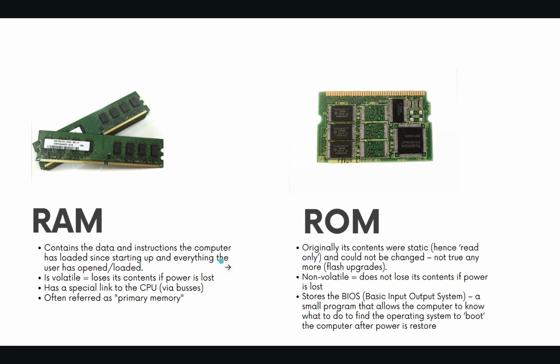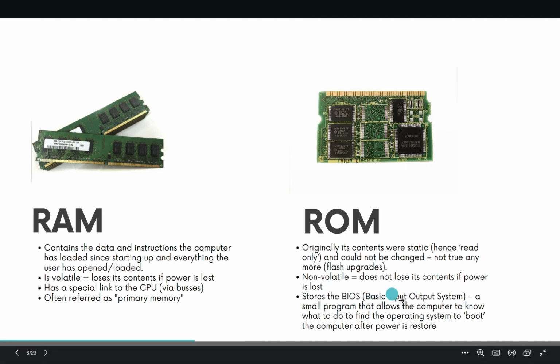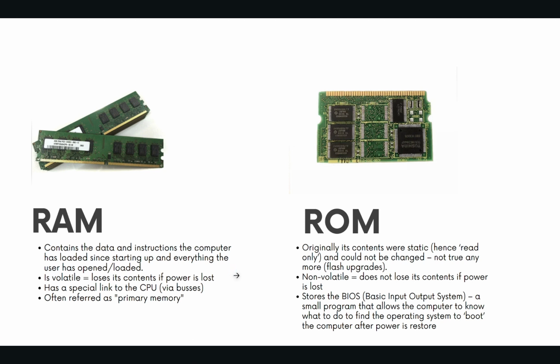And the second one is the ROM, so it's read-only memory. Its contents were static, you could not change it. For example, in RAM you could change it, however in ROM it could not be changed at all. However, now you can change it. It is non-volatile, does not lose its contents if power is lost, and it stores the BIOS, basic input-output system, a small program that allows the computer to know what to do to find the operating system to boot the computer after power is restored.